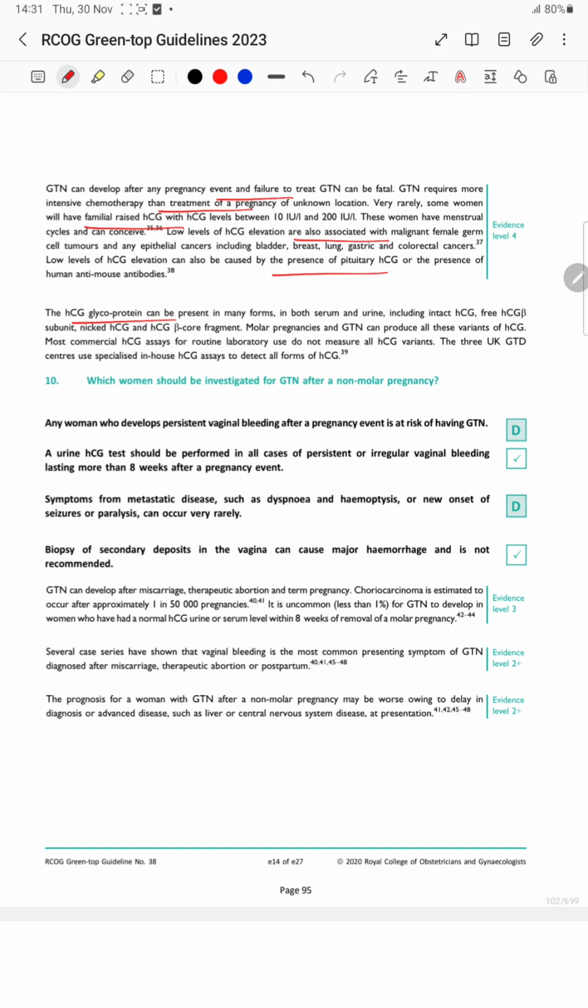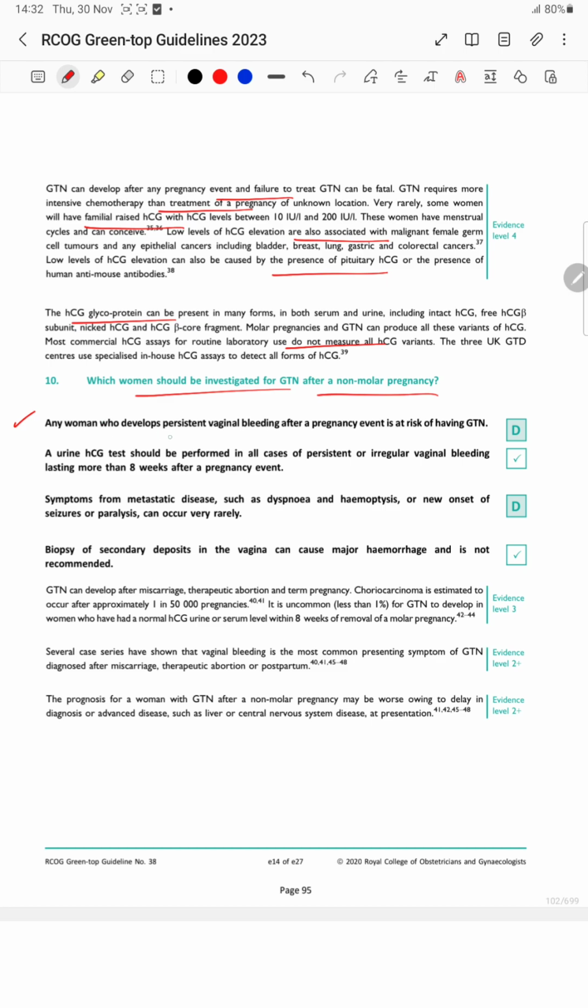HCG glycoproteins can be present in many forms, in both the serum and the urine, including intact HCG, free HCG beta subunits, nicked HCG, and HCG beta core fragment. Molar pregnancies and GTN can produce all the variants of HCG, and most commercial HCG assays used for routine laboratory work do not measure all the HCG variants. The 3 UK GTD centers are specialized in using an HCG assay to detect all the forms of HCG.